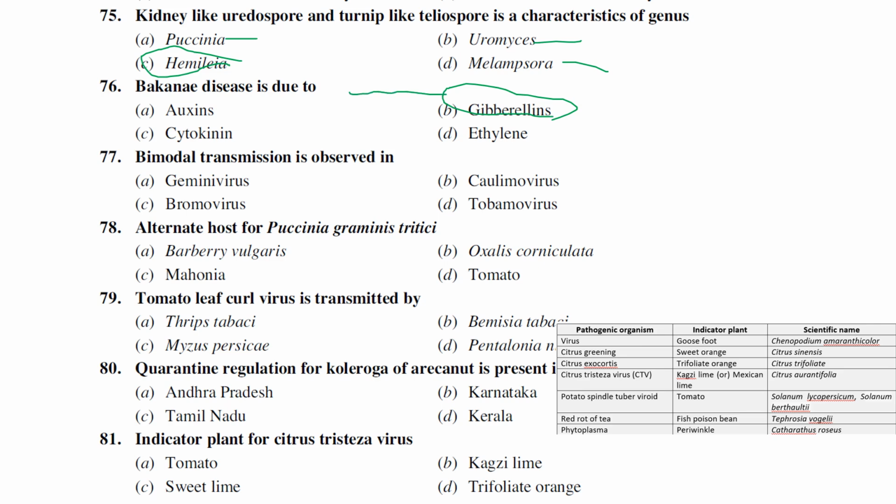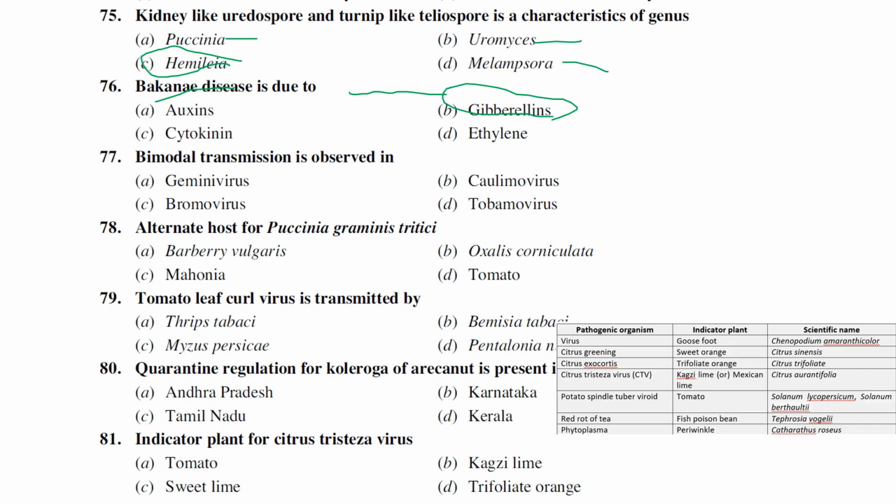It was first discovered by Kurosawa. Kurosawa was the first one who discovered these gibberellins. This Bakanae disease of rice is associated with gibberellins. That's why it is otherwise called foolish seedling disease, because the infected seedlings are much taller than normal seedlings because of the production of this gibberellin. Generally, it is a growth hormone.